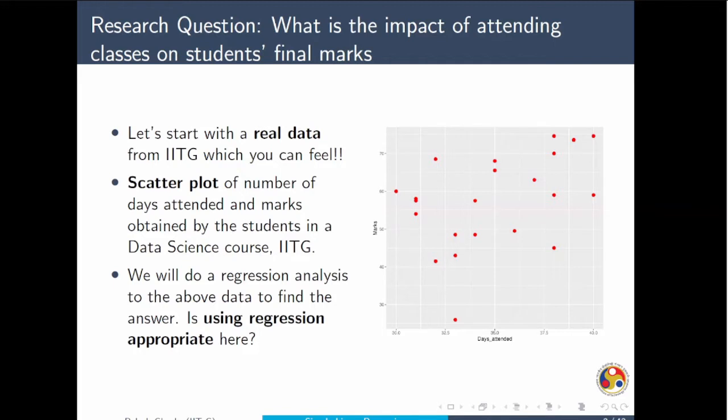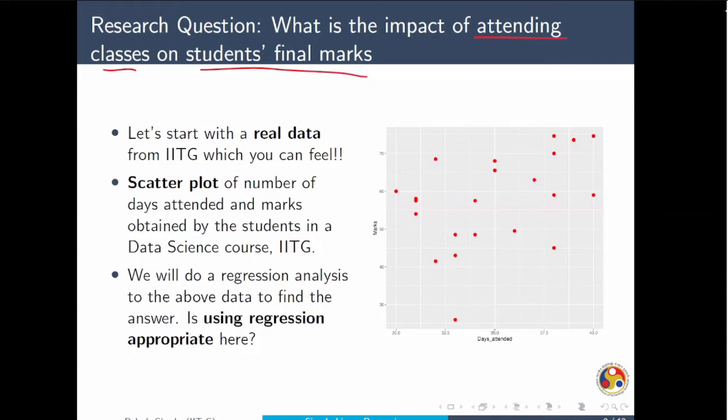As I pointed out, a research question is very, very important to us, and we all need to answer what is going on there. First I will start with one of the research questions. Here it is a very simple research question: what is the impact of attending classes on the student's final marks? My objective is to understand whether class attendance has any impact on the final marks.